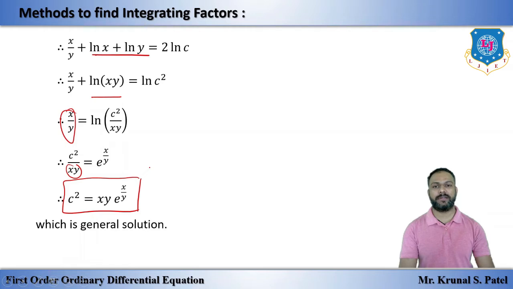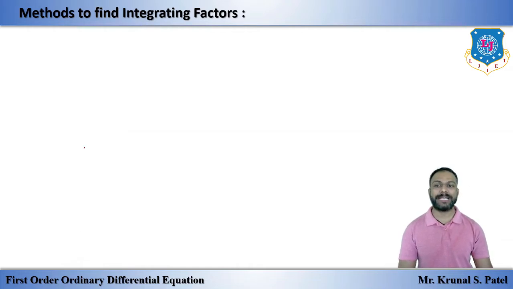So after finding the IF, when we multiply the IF to the given non-exact differential equation, the new differential equation becomes exact, and after that we know the process. Already we learned it in the previous lecture. Okay, so this is one method. When the given differential equation is not exact but it is a homogeneous differential equation, then we can find the IF as 1 upon mx plus ny. Okay, now the second method.